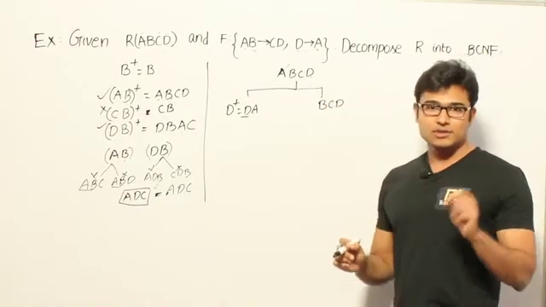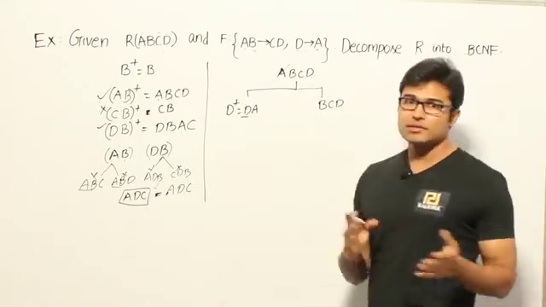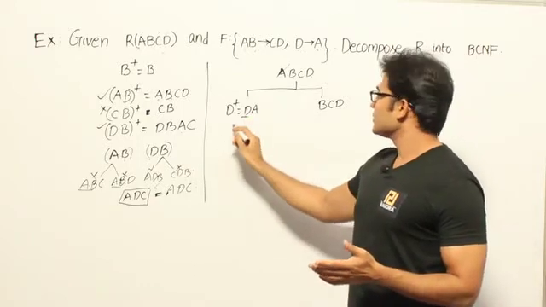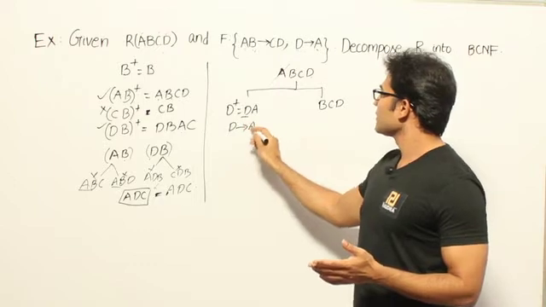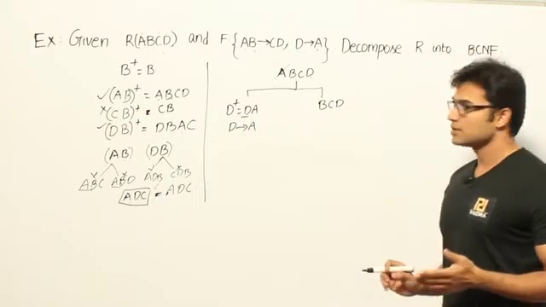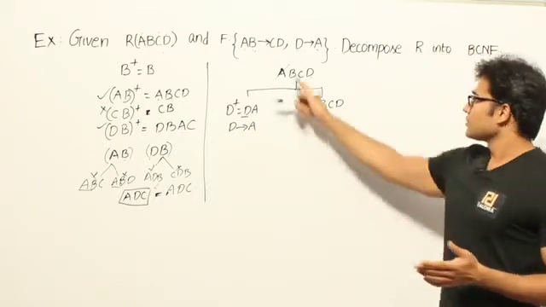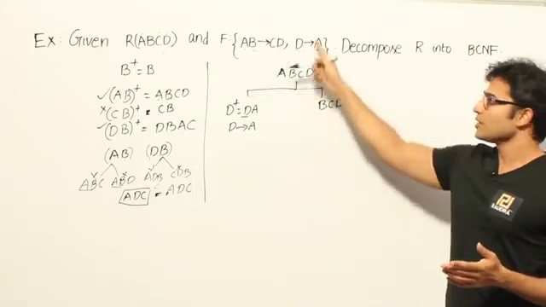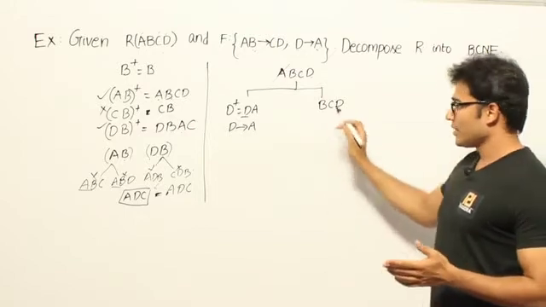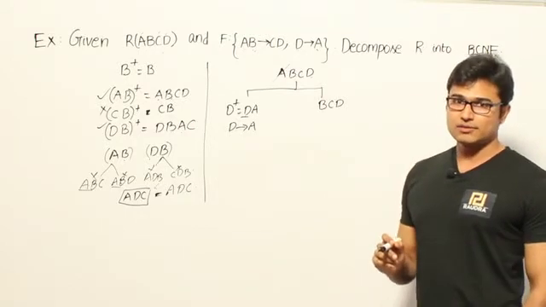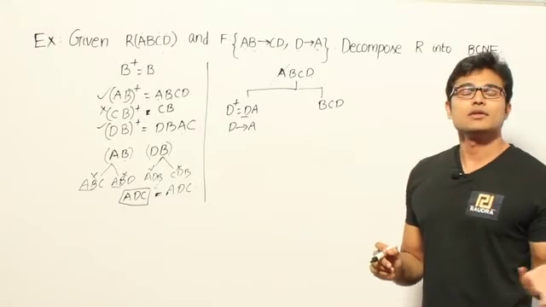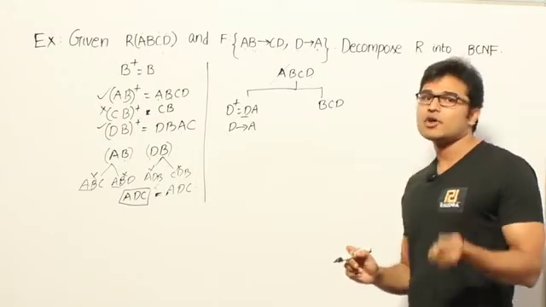Now what are the functional dependencies applicable on each one? The functional dependency that holds on this table is D determines A, and for the functional dependency which holds on this table, if you see it, this cannot hold on this because A is not present, and this cannot hold on this because A is not present. Therefore, no functional dependency will hold on this table, right? And when no functional dependencies hold on a table, then what can we say? It is in the highest normal form possible.